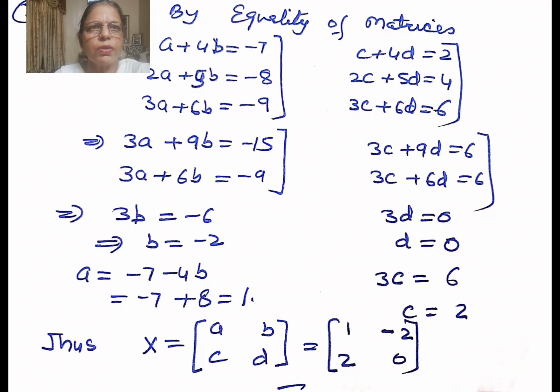Now solving these equations, we get 3B is equal to minus 6, B is equal to minus 2, A is equal to minus 7 minus 4B. Putting the value of B, we get minus 7 plus 8 is equal to 1. Similarly, 3D is equal to 0, D is equal to 0, and 3C is equal to 6, C is equal to 2. So the required matrix X is equal to [1 -2; 2 0]. That's all. Thank you.